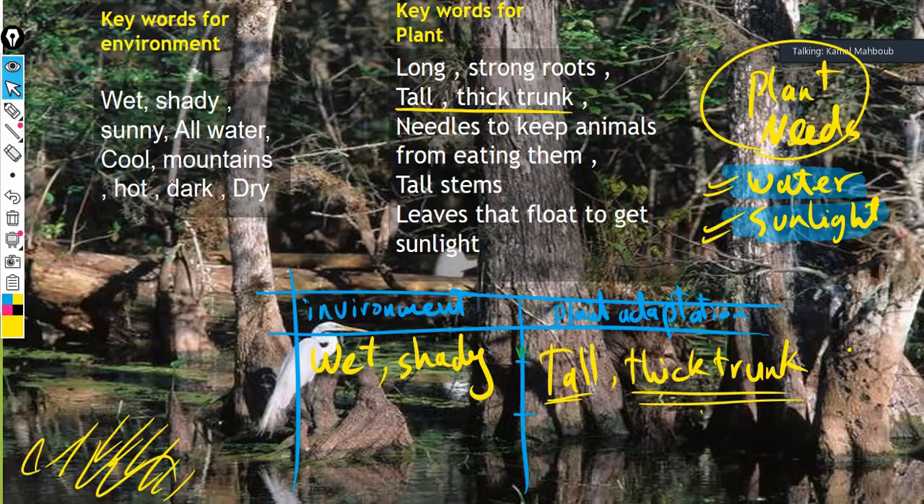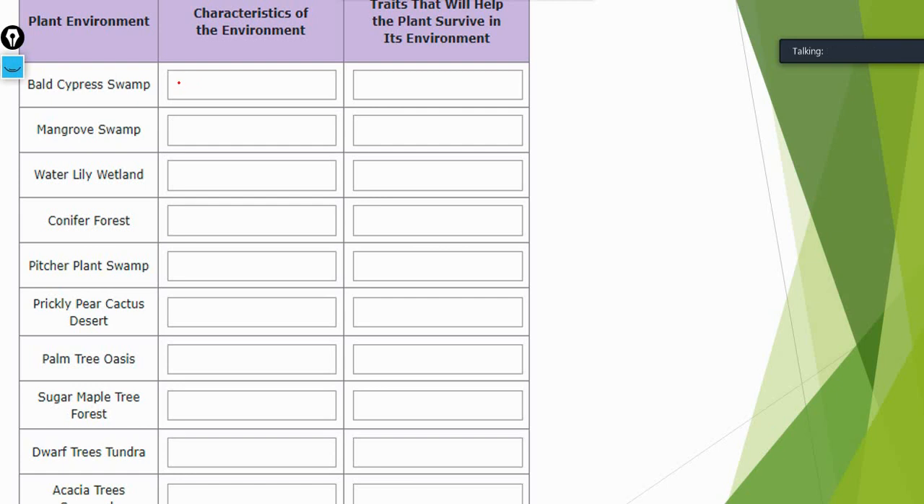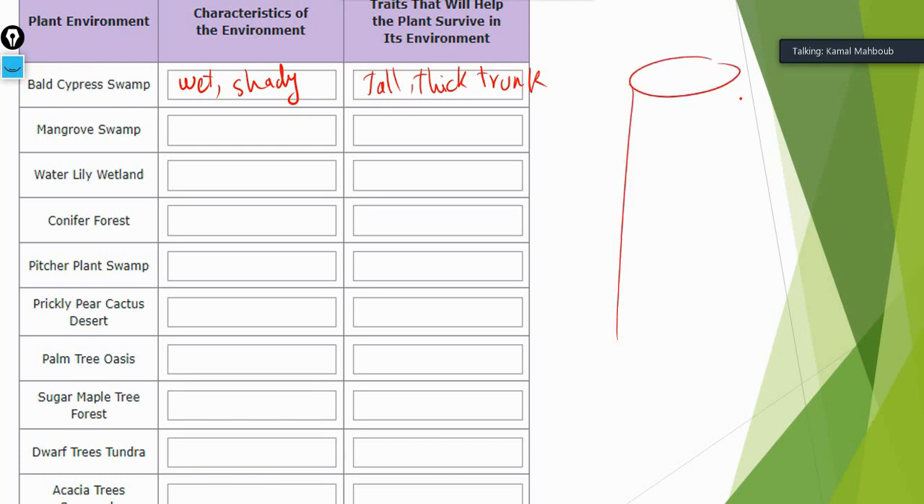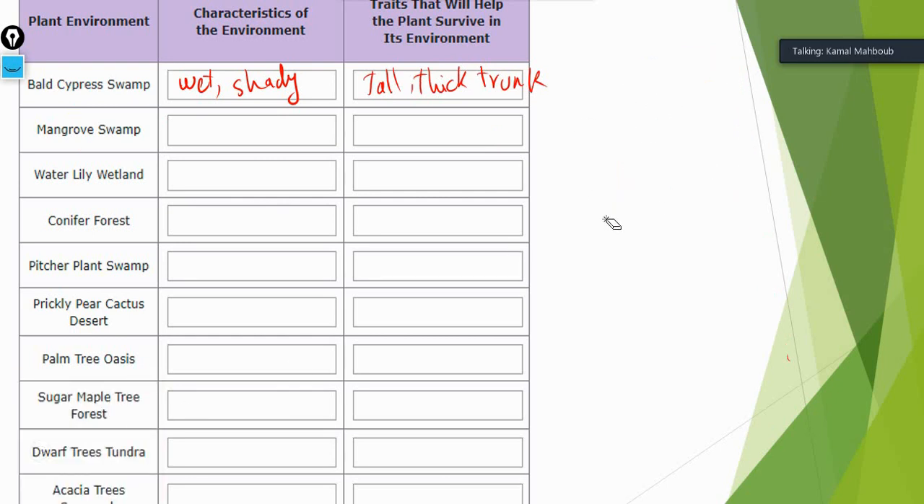Okay, now I will go back again to the table. Right here, wet. Right here, wet and shady. Okay, and the trees will be tall and have a thick trunk. The thick trunk, I mean the stem of the tree, will be huge like that. See the thick trunk, guys. Okay, and also it will be very, very tall. Okay, that's the first one. Do you understand what we will do, guys?